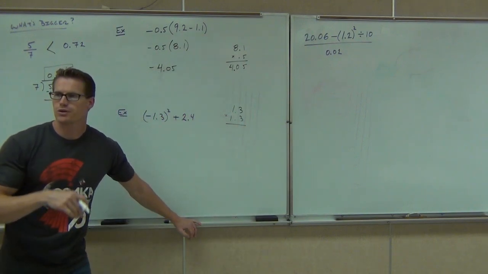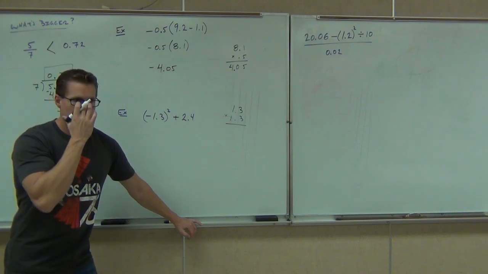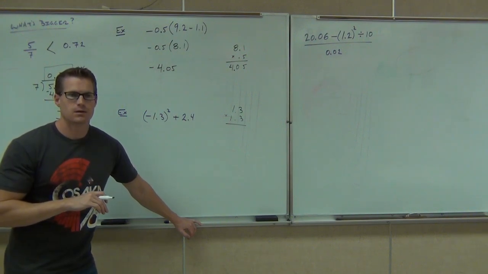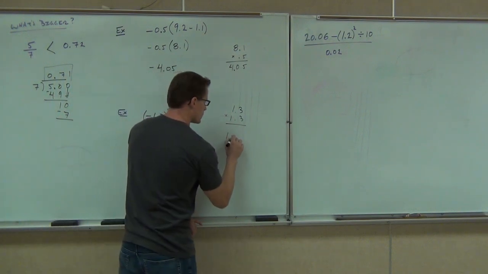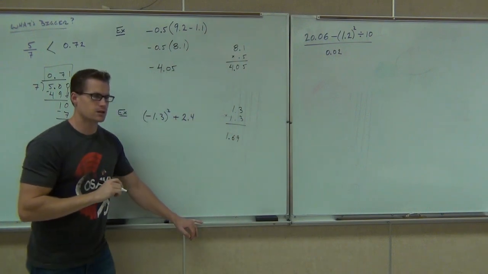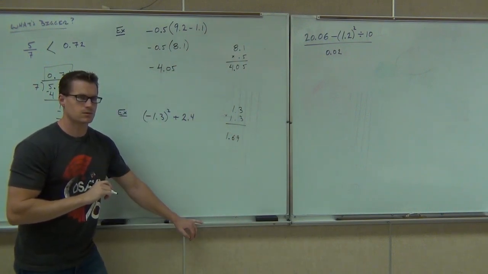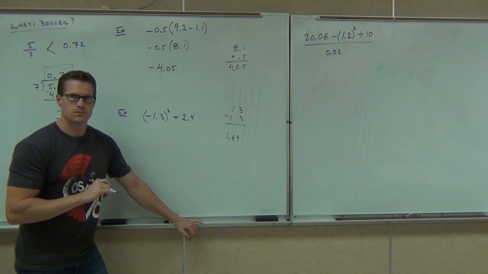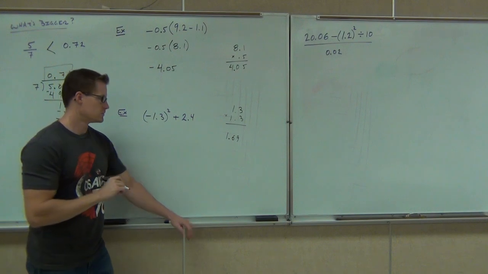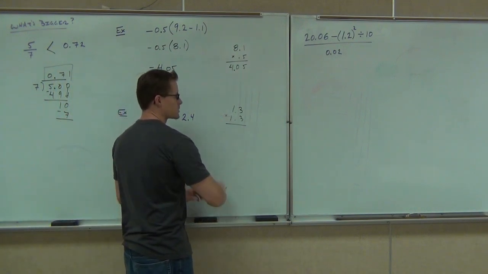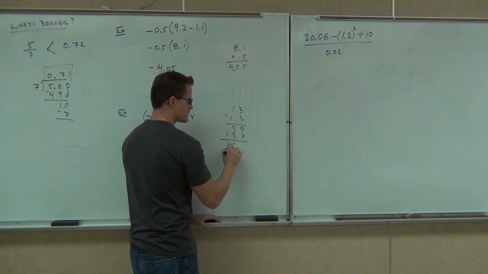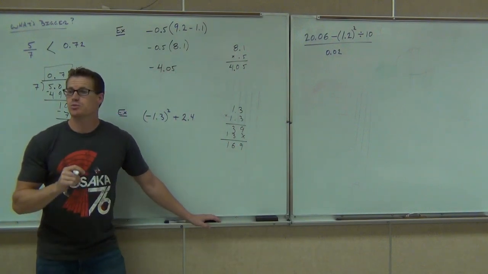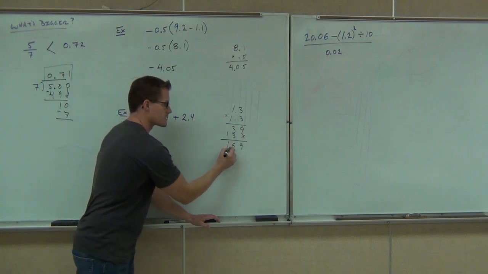You'll need a place value holder, then you'll add. You should be getting 1.69. Did you get 1.69? How am I getting 1.69? What's 3 times 3? 9. What's 3 times 1? 3. Place value holder. 1 times 3? 1. So 169. How many decimal places do we move? 2. From the right-hand side, it says 1.69.